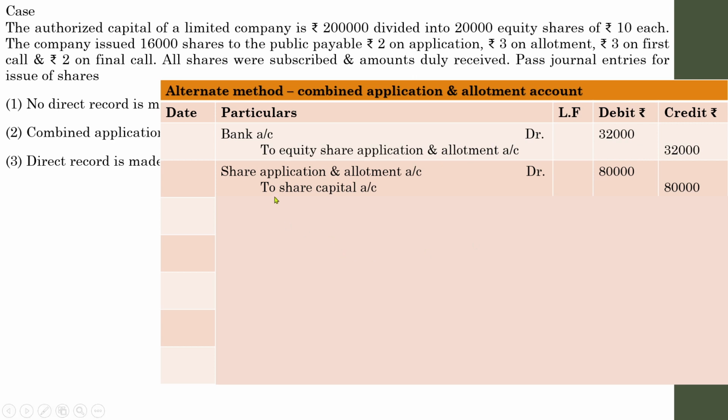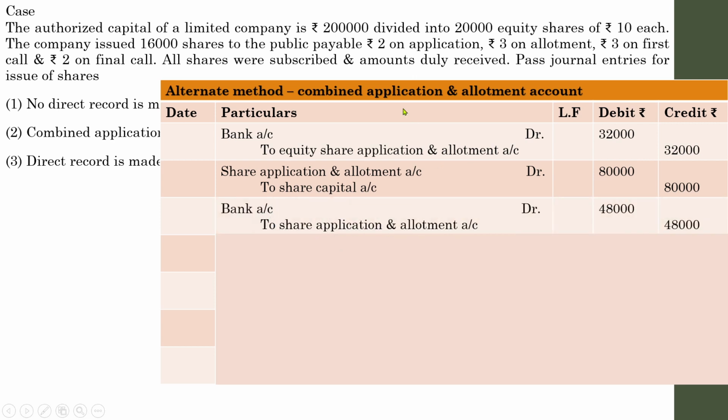So next entry, bank account debtor to share application and allotment. Same entry will be passed. The only difference is that in this entry you will be showing the amount details of allotment. See, what is the amount of allotment? Rupees 3 into 16,000 shares, 3 into 16,000, 48,000.